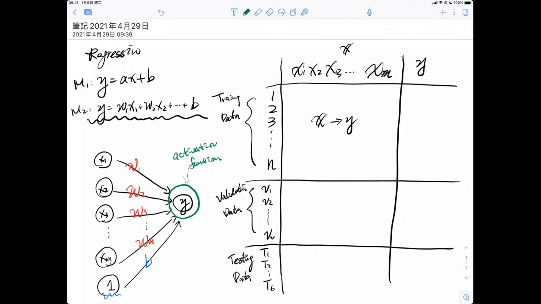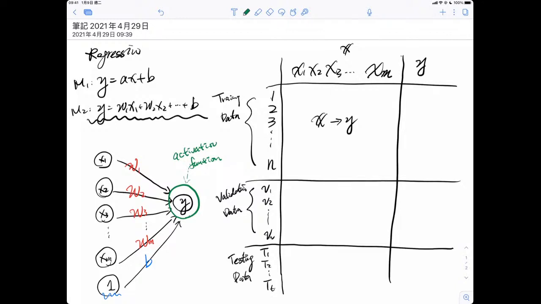Okay, what I said is that we generally believe that our real world is non-linear.